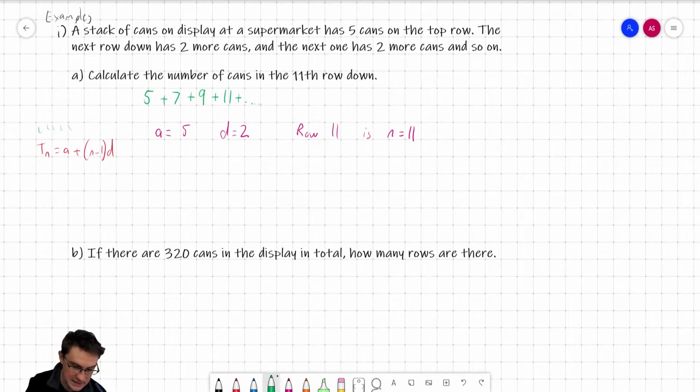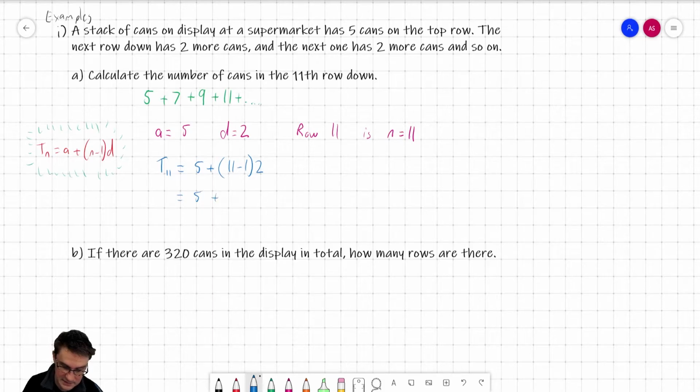This is the key aspect we need to pay attention to and apply. So as we apply it, we've got T11, because we're finding the 11th term, the 11th row. That's equal to 5 plus bracket 11 minus 1 times 2. Breaking this down, that's 5 plus 10 times 2, which equals 5 plus 20, giving us an answer of 25. So there are 25 cans in the 11th row.